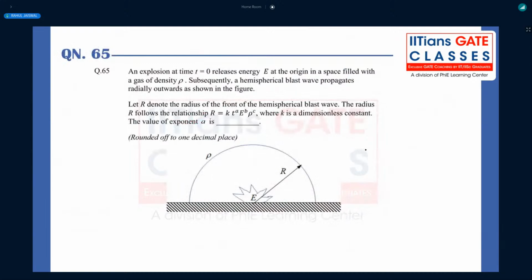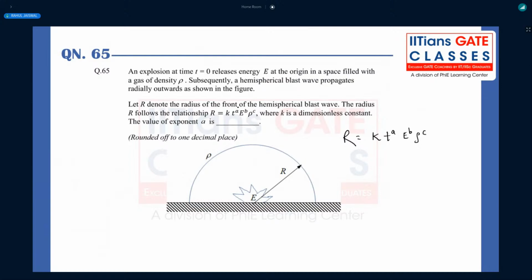Now moving on to the last question of this fluid mechanics session. Here, think of an explosion at time t equal to 0 that releases the energy E at the origin in a space filled with gas of density rho. Subsequently, a hemispherical blast wave propagates radially outwards as shown in the figure. Let R denote the radius of the front of the hemispherical blast wave. The radius R follows the relationship R equal to K, T to the power A, E to the power B, and rho to the power C. Without any thinking, if you see this format, it is directly a dimensional analysis question. They are asking the value of the exponent A.